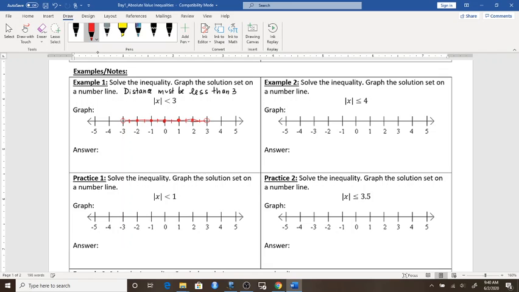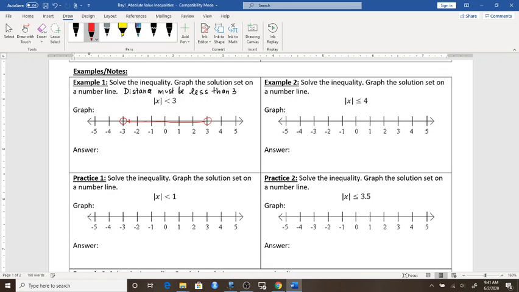So all of these points from -3 to 3 are solutions of the absolute value inequality, except -3 and +3. So let me graph this a little bit better. At -3 we put an open dot, at +3 we put an open dot, and then we shade anything between -3 and 3. So this is the solution set.